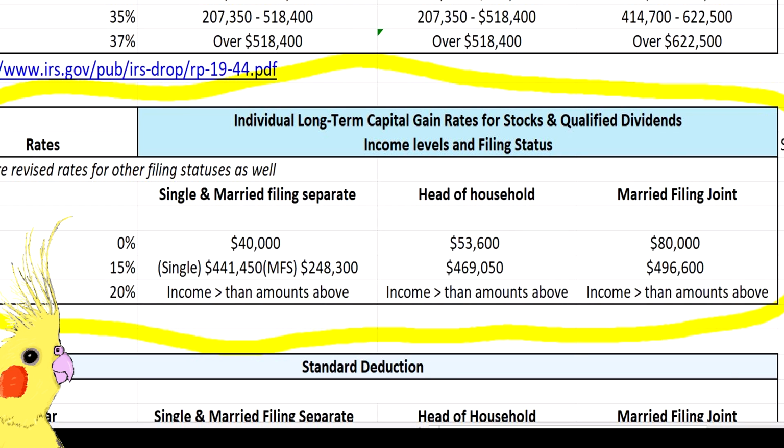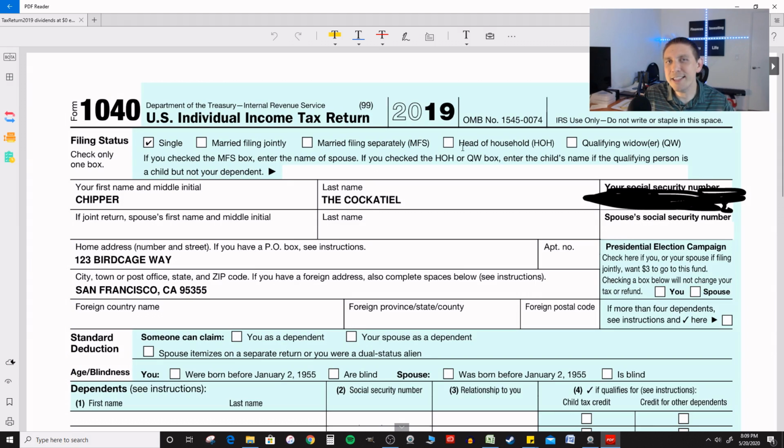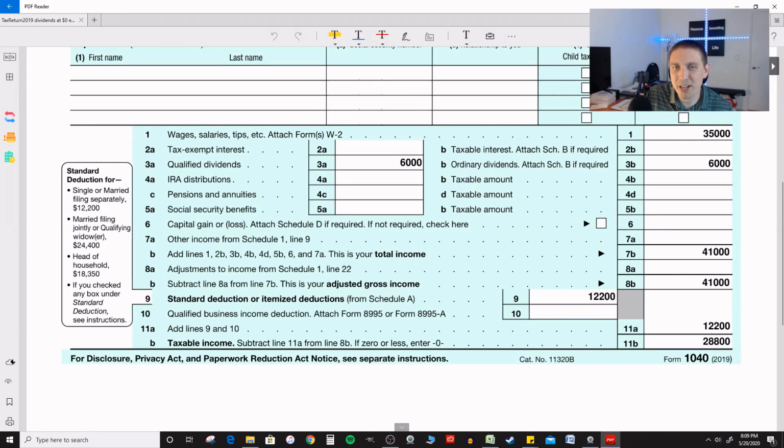These are the 2020 capital gain rate income limits shown on screen. Feel free to pause the video to check them out. The concept is exactly the same. So that's why we're going to look at it with 2019 forms.